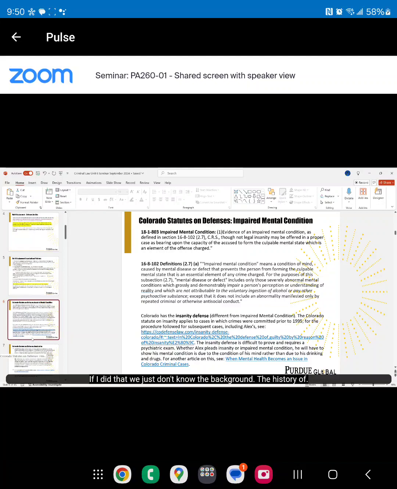We just don't know the background and history of this scenario. So it'll be hard to use that defense not knowing his background. Why was he on the meds? You know what I'm saying? Did it come with any trauma? So would it just not be smart to use the insanity defense?